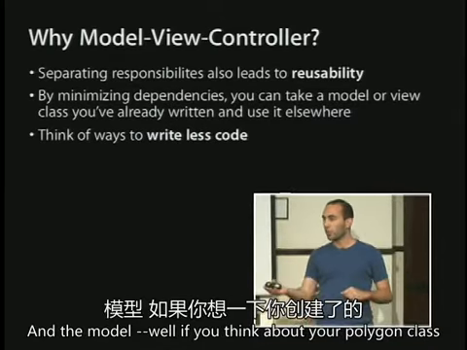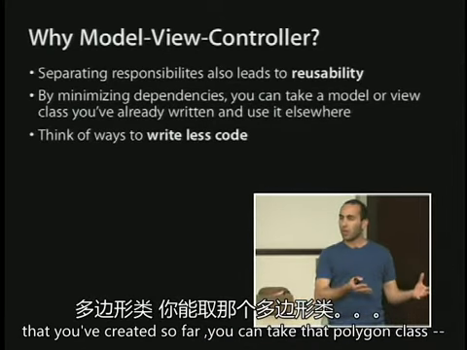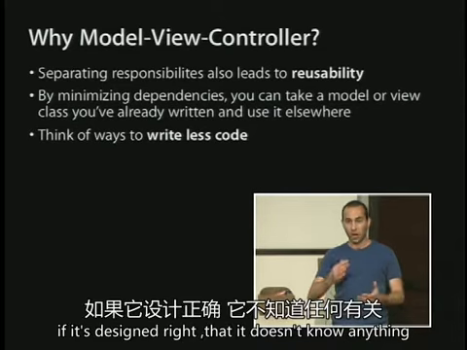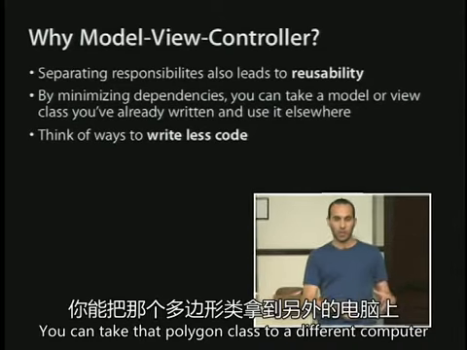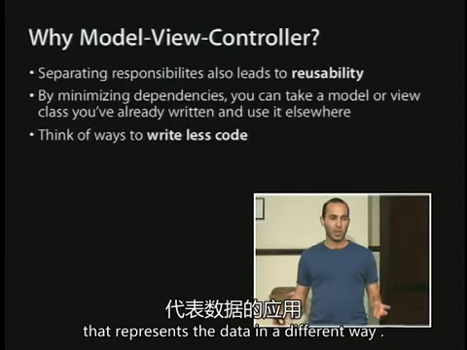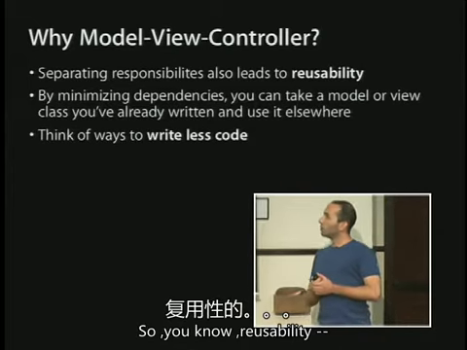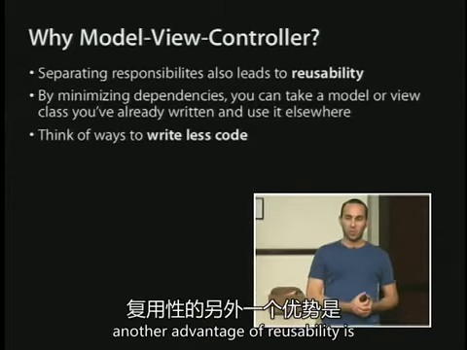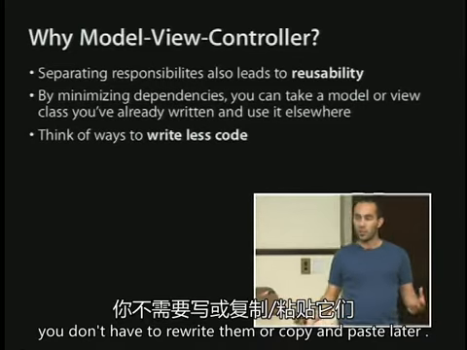And the model, well, if you think about your polygon class that you've created so far, if it's designed right, so that it doesn't know anything about the controller or the view above it, you can take that polygon class to a different computer and build a different application on top of it that represents the data in a different way. Another advantage of reusability is that it helps you write less code. If you build things in a generic way, then you can reuse them. You don't have to rewrite them or copy and paste later.